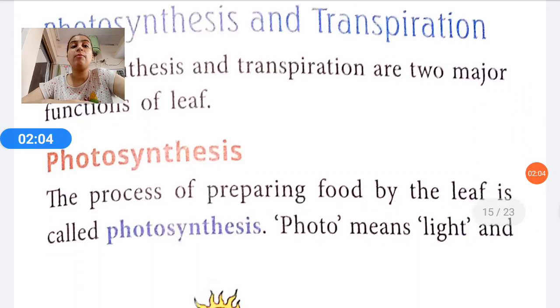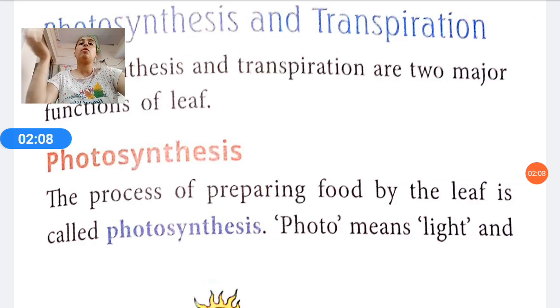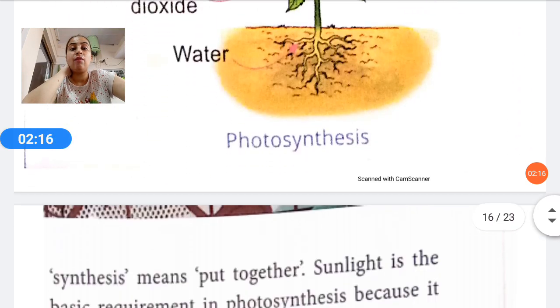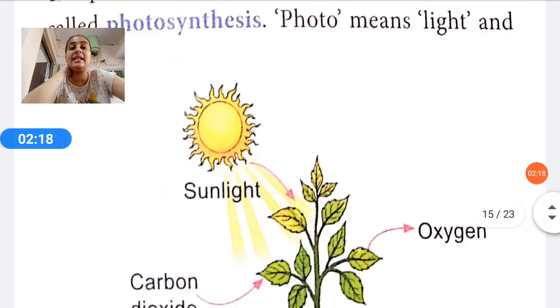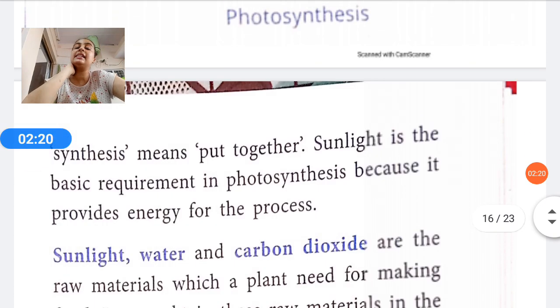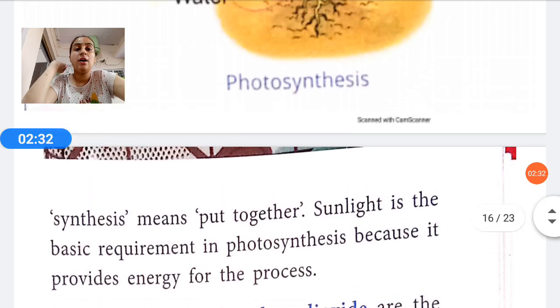The process of preparing food by the leaf is called photosynthesis. What is the process by which leaf prepares food? The process by which leaf prepares food is called photosynthesis. Photo means light and synthesis means put together. Sunlight is a basic requirement in photosynthesis. What is the basic requirement? सबसे ज़्यादा ज़रूरी क्या है? The basic requirement is the sunlight because it provides energy for the process.